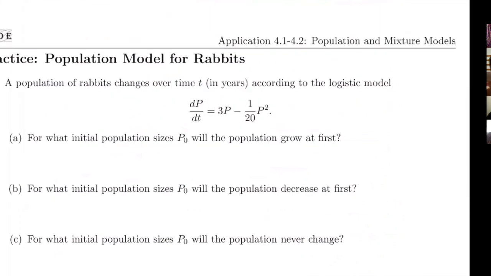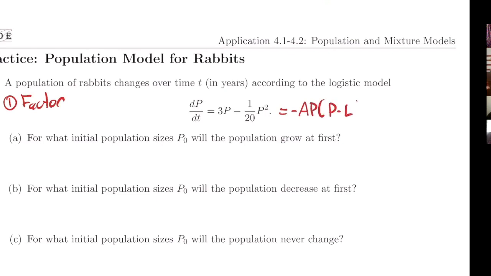So let's take a look at this model over here. This would be an example of logistic growth for this population. If we're going to try and use that shortcut, we want to factor this and put it in the form like that, right? Because we need to identify what A and L are in order to use that shortcut that we've been talking about. I'll leave it for you to take a second and just try and factor this, and then identify what are the values for A and L in this model.